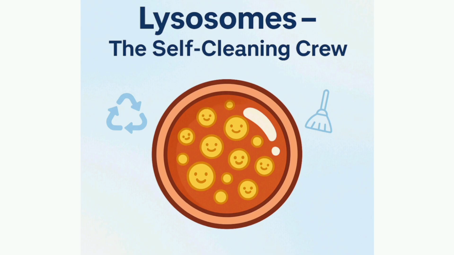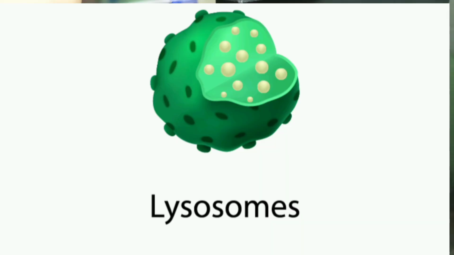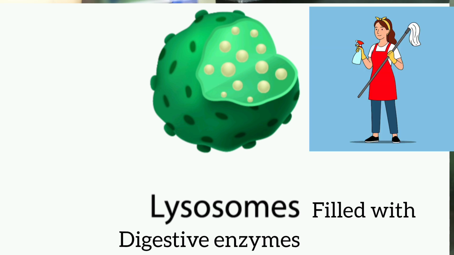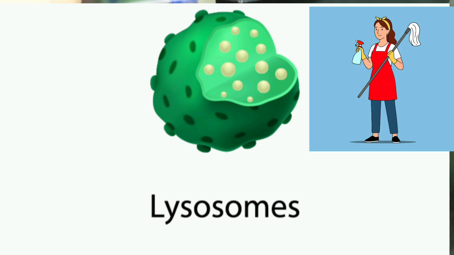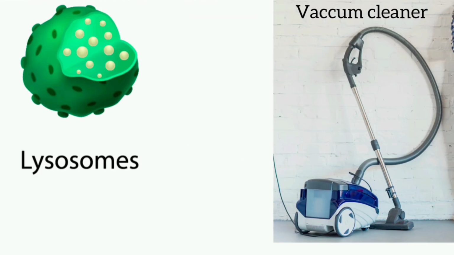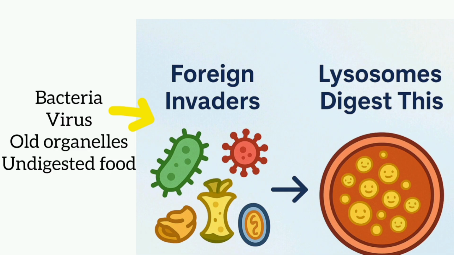Let us now look at a very important organelle, the lysosomes. Lysosomes are tiny membrane-bound sacs filled with powerful digestive enzymes. And you can think of them as the cleaning staff for the waste disposal system of the cell. Just like how a vacuum cleaner picks up dust and waste from your room, lysosomes clean up the cell by removing unwanted foreign substances. They digest foreign invaders like bacteria, viruses, etc., and also recycle damaged organelles, keeping the cell healthy and working smoothly.